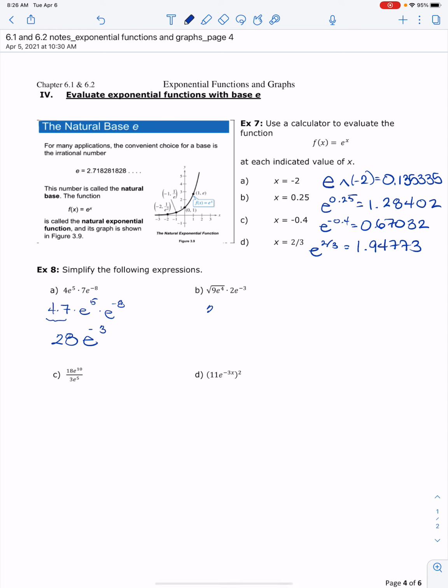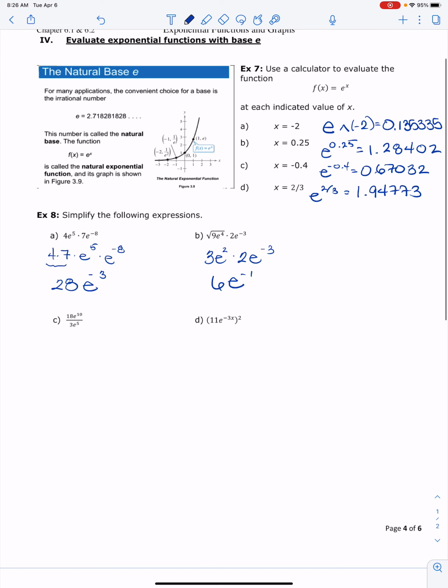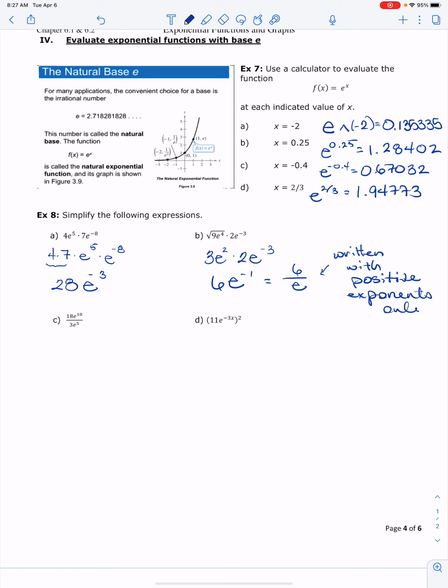For b, I definitely want to simplify that square root first. Multiply the 3 and the 2 together, we get 6. Add the exponents, 2 plus negative 3, I get e to the negative 1. Sometimes you'll be asked to write this with positive exponents. And so you can always change this so that we have no negative exponents.